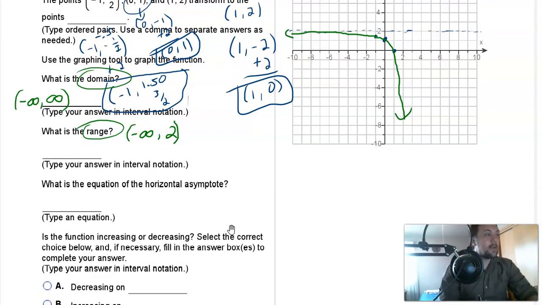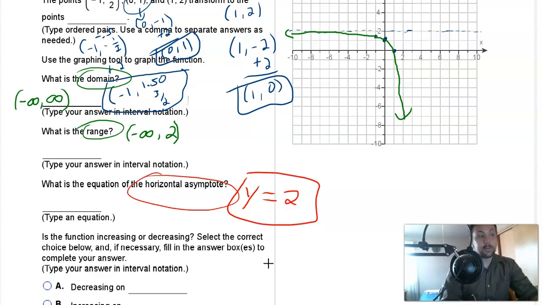All right, and then the horizontal asymptote. Not only did we need that to have our graph drawn accurately, we also needed it to answer this part of the question. So the horizontal asymptote was at 2, and the equation for that is y equals 2.